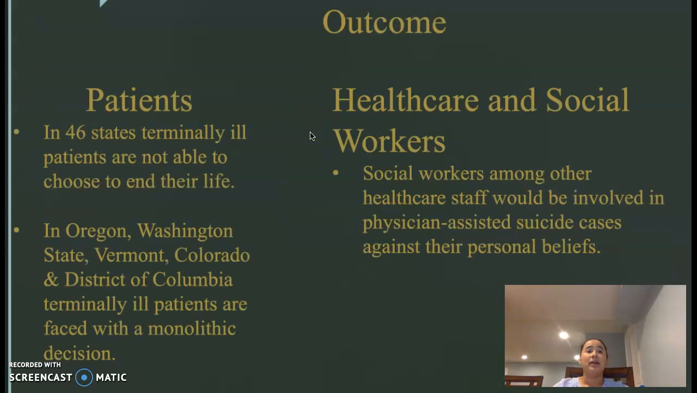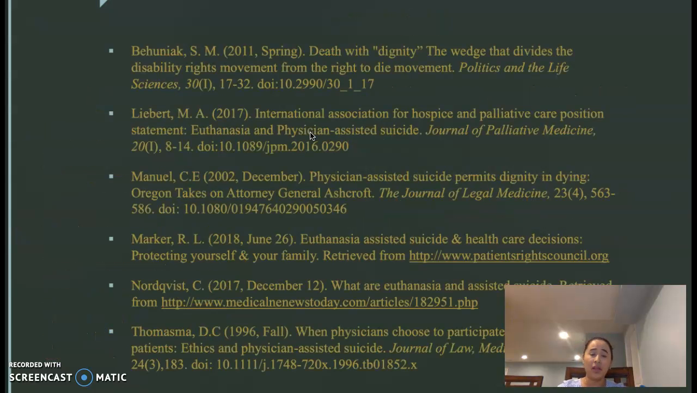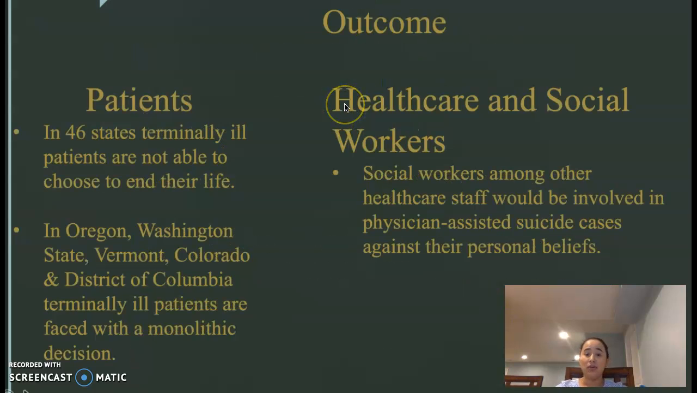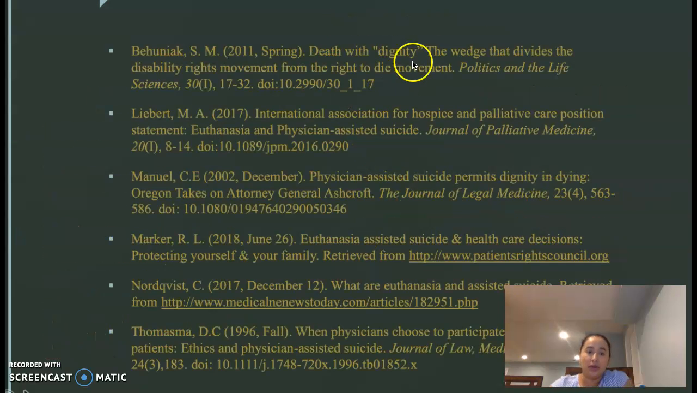The outcome is that in 46 states, terminally ill patients are not able to choose to end their suffering. In the 5 states where physician-assisted suicide is legal, when a patient decides to end their life, they are faced with a monumental decision. In addition, social workers and healthcare staff end up being involved in physician-assisted suicide cases against their own beliefs.